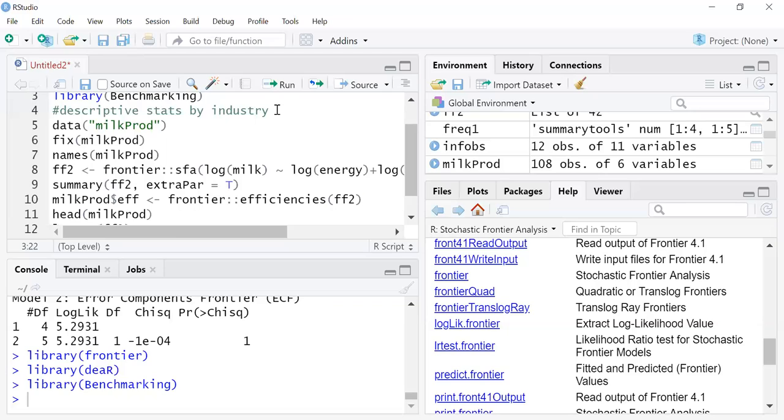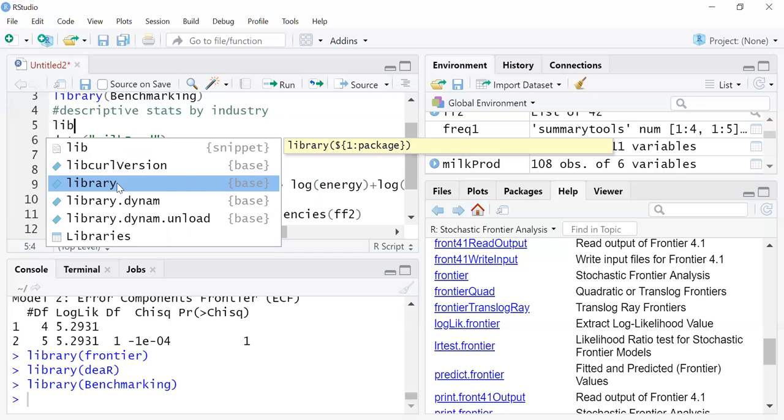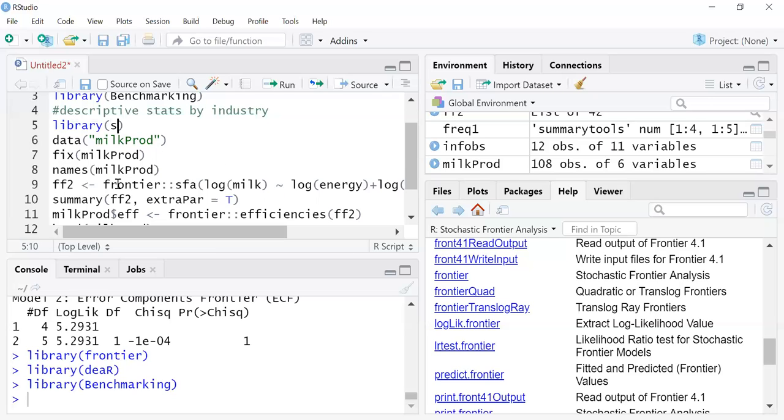Well, to do that is simple. Oh, you want to do it, we need, I think I taught you how to use summary tools. Yes or no? Prof, we've forgotten. Library, I think we did that in the class, I remember, summary tools.